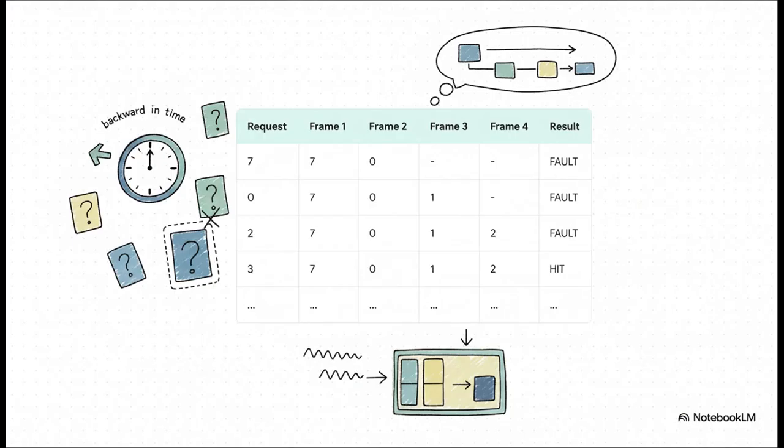When a page fault happens and we need to kick something out, LRU doesn't care when the page first arrived. No, instead, it looks backward in time through the list of requests, and it asks, of all the pages I have in memory right now, which one has been sitting there unused for the longest time? And then it replaces that one. It's a strategy based on history, not just on who was first in line.